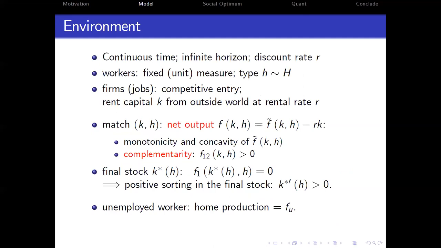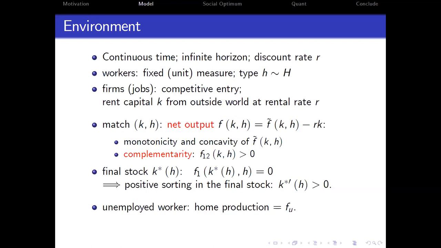Okay, the environment has continuous time and an infinite horizon. The common discount rate is r. We're going to look at a fixed measure of workers, a unit measure of workers. And these people are ex-ante heterogeneous in skill h.